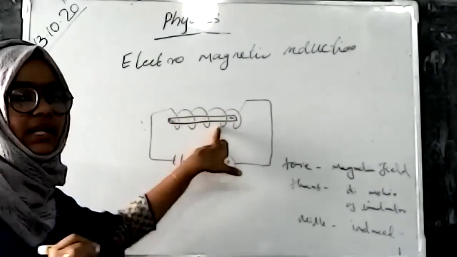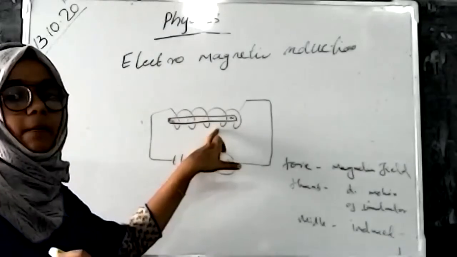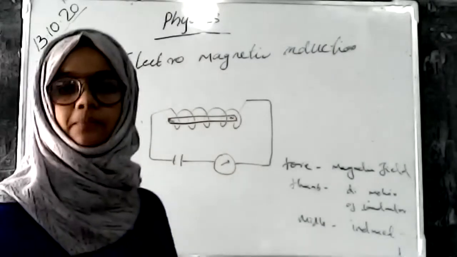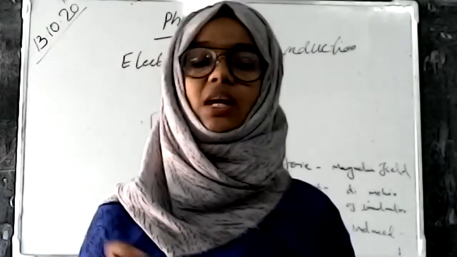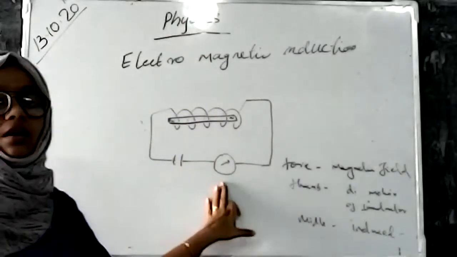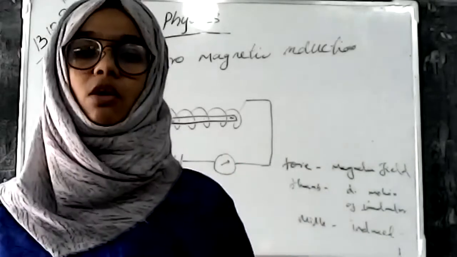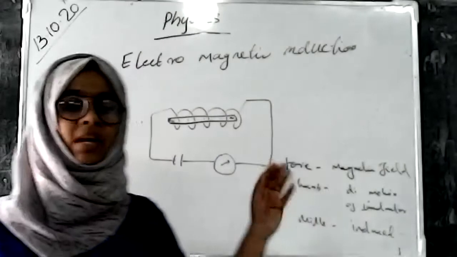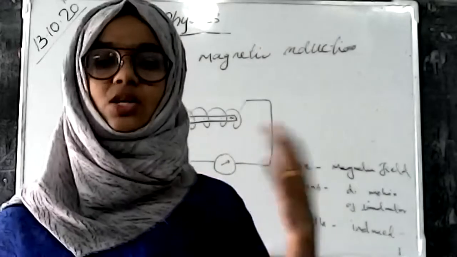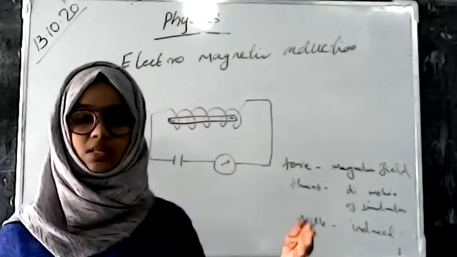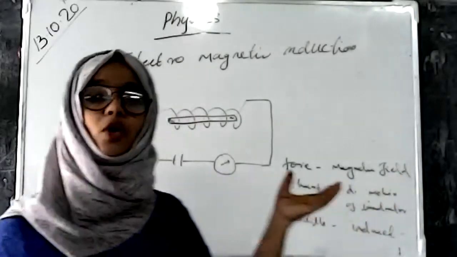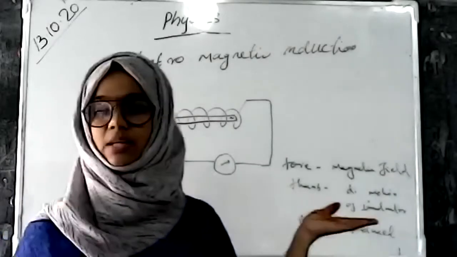When moving this conductor inside the solenoid, there is a production of induced EMF, and that shows the galvanometer deflection. We are checking the direction of the induced current produced here. At that time, we can understand that the direction of the current is not unidirectional. Sometimes it is in one direction, sometimes its direction changes.